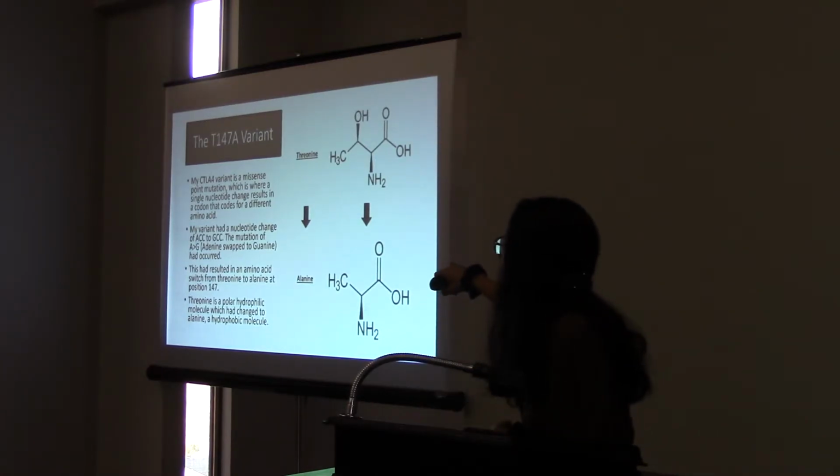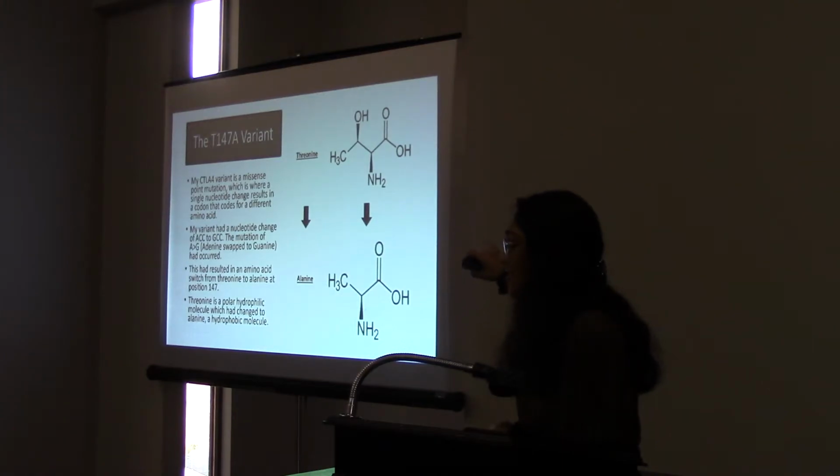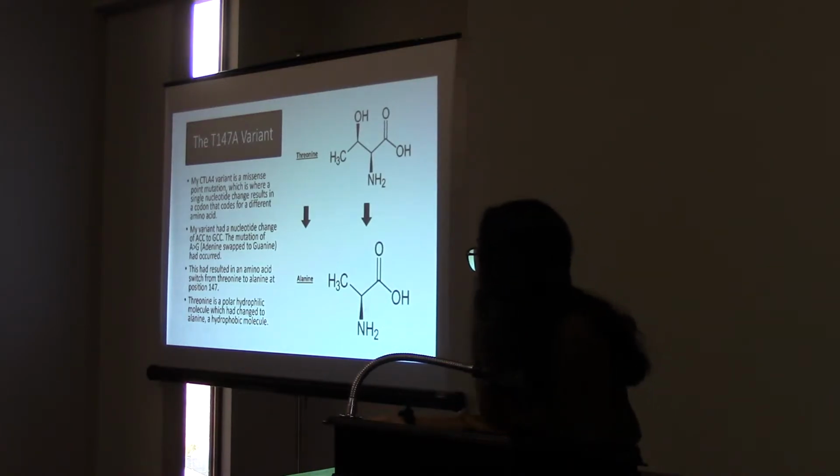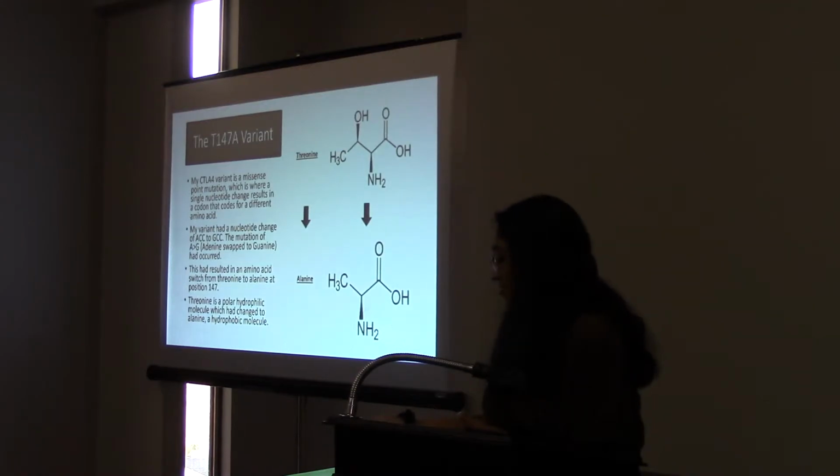As you can see here, this is the structure of threonine. The amine group is the NH2, while the carboxyl group is the double bond to the O and the OH. Alanine also has an amine group and the carboxyl group of the double bond to the O and an OH. The difference between them is that threonine has a methyl group as well as an OH group, while alanine only has a methyl group and a hydrogen. Threonine is a polar hydrophilic molecule, while alanine is a hydrophobic molecule.